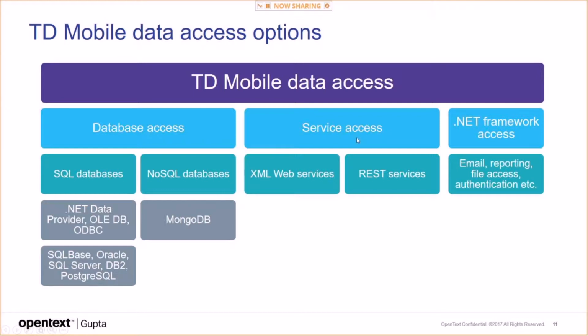You have service access. You can call XML web services, and you can call RESTful services that use JSON notation. You have access to the .NET framework on the back end. You can do things like sending emails, reporting, create files on the server. You can do calls to the .NET framework to authenticate to the domain and things like that.